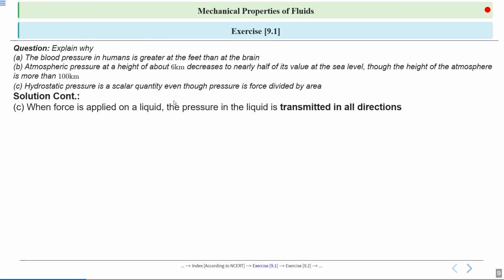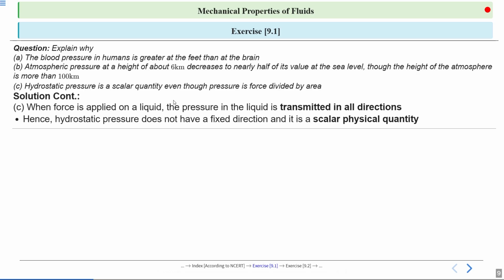Now, let's focus on part C. When force is applied on a liquid, the pressure in the liquid is transmitted in all directions. Hence, because hydrostatic pressure acts equally in every direction and does not have a single fixed direction, we call it a scalar quantity. Scalars have only magnitude, not direction, unlike vectors. So even though pressure is calculated as force divided by area in fluids, it's the same in all directions at a given depth.